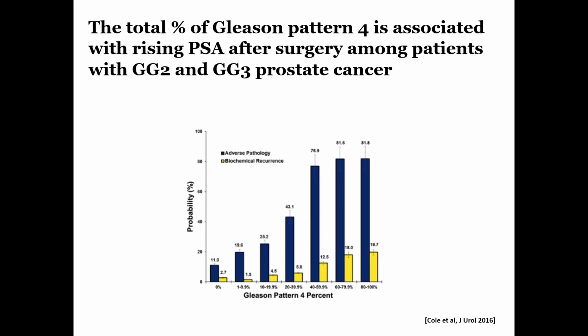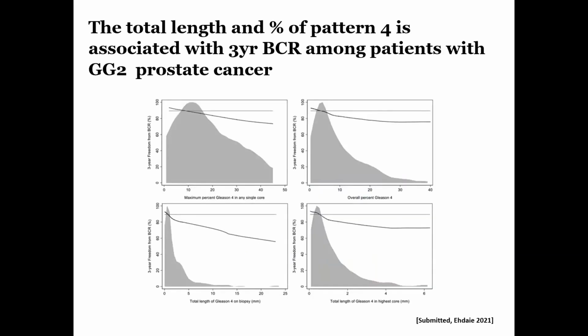In this data, we subsequently evaluated biochemical recurrence in our data set of patients with grade group 2 prostate cancer who underwent radical prostatectomy. Again, we demonstrate that the total length and percentage of pattern 4 is associated with 3-year biochemical recurrence, defined as a PSA greater than 0.2 after radical prostatectomy among patients with grade group 2 prostate cancer. All 4 figures represent different methods to quantify pattern 4.